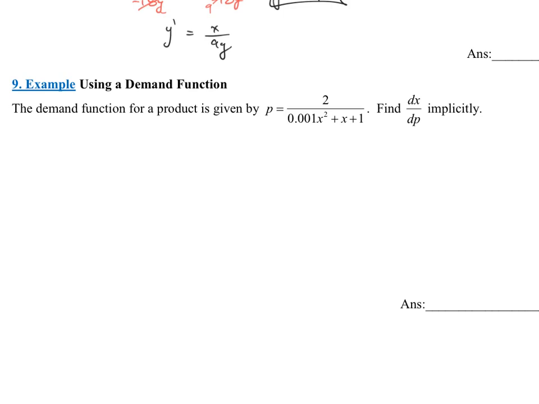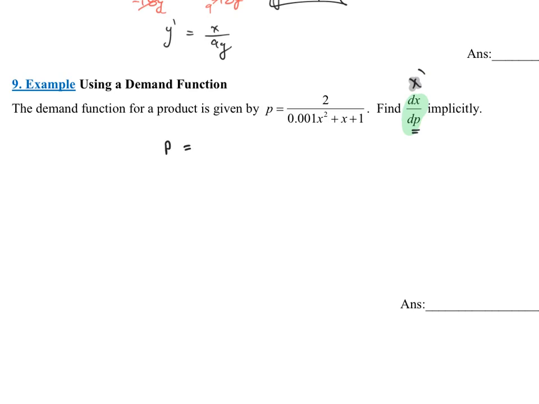They want you to find dx/dp. This right here says they want you to find x prime. They want you to find x prime. Notice we are taking the derivative with respect to p, not with respect to x. So now the derivative of x squared would be 2x x prime, not just 2x, because we are taking it with respect to p. So be very, very, very careful on this one.